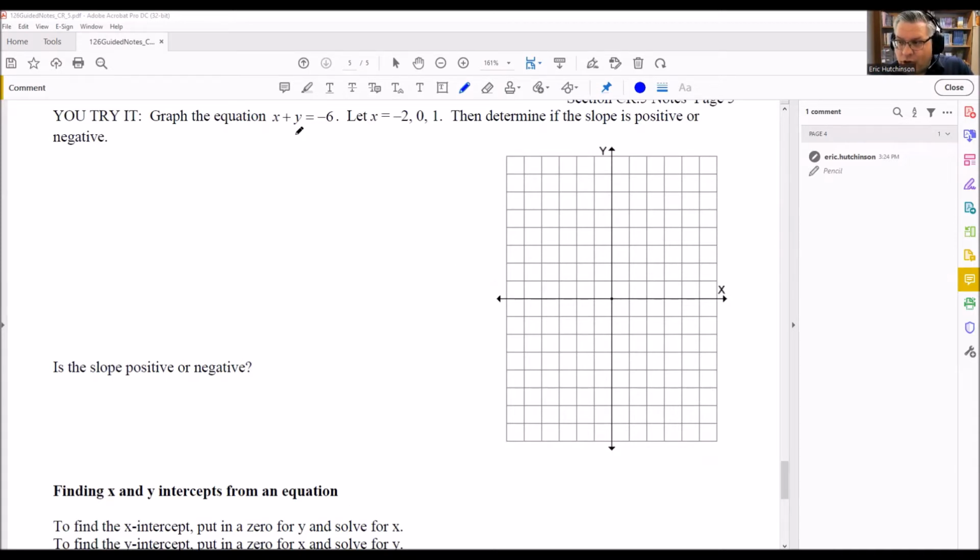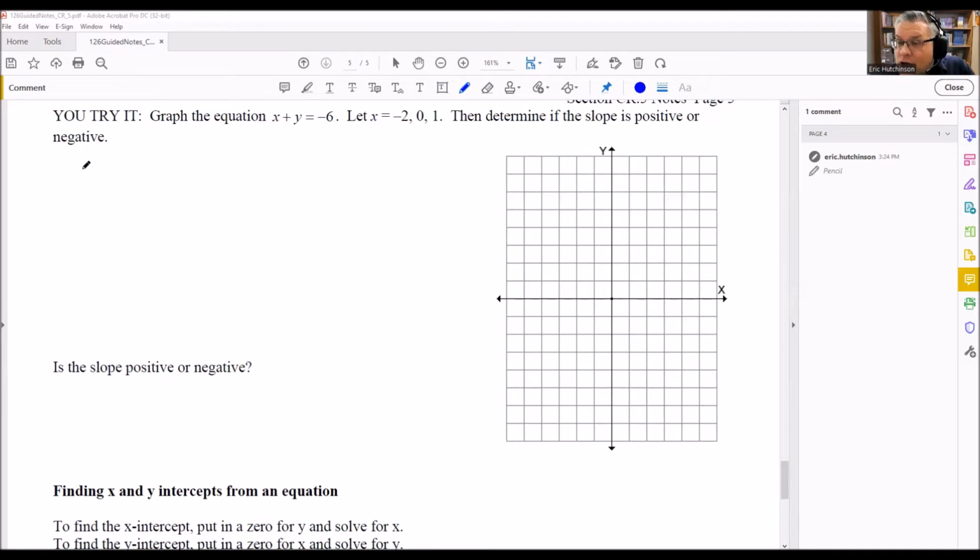Now, first thing we notice here is we don't have this solved for y. So it's actually good practice to first solve for y, because when we make our table later, we can already have it solved for y. That way we can just plug in x values and get the y values right away. So let's solve this for y.